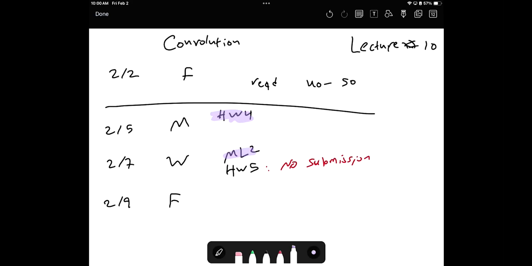So there will be MATLAB 2 and homework number 4. Then Friday, the readings are on pages 40 to 58. Any questions?